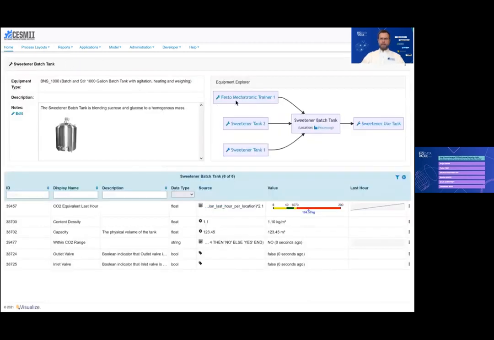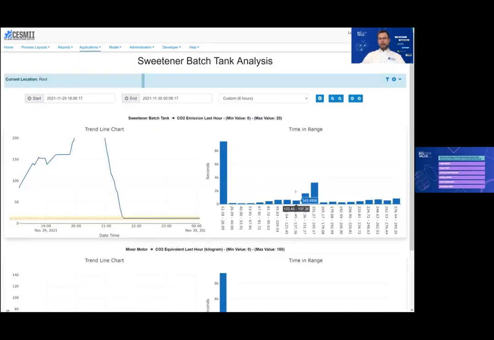This is the sweetener batch tank. This is its relationship with the other assets. And this is my indicator that I'm out of the target range for CO2 output for this asset. I can trend that data as well and dig in deeper. I might also produce reports. As well as looking at live data, I may want to standardize on reporting across my sites. So I can use this same tool to produce those reports that allow me to compare across assets, or more importantly, across sites.